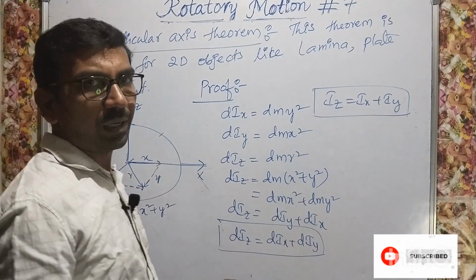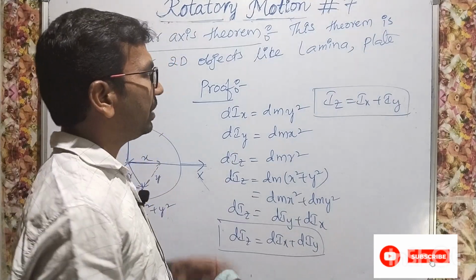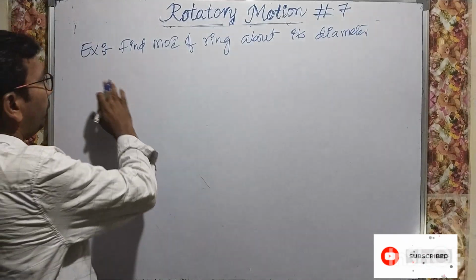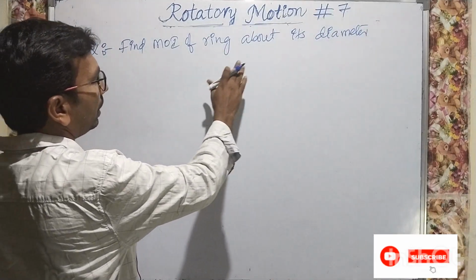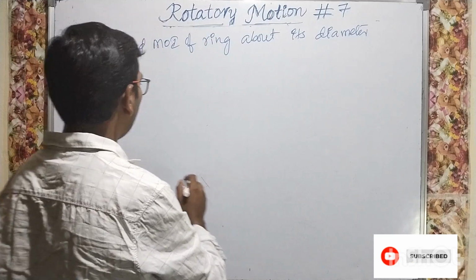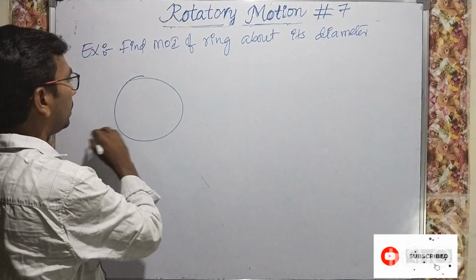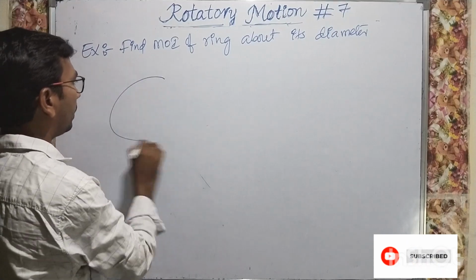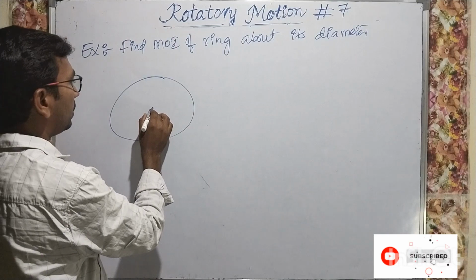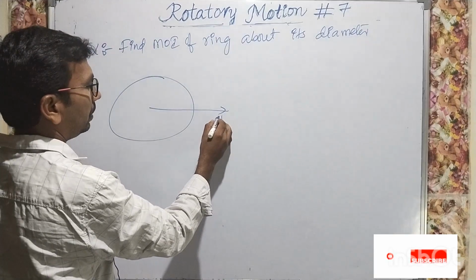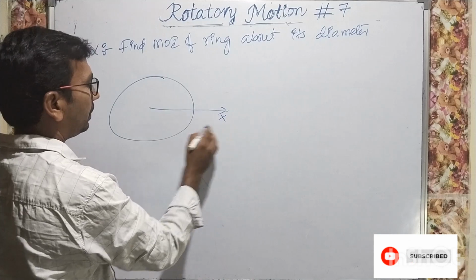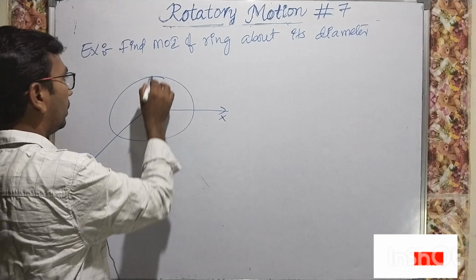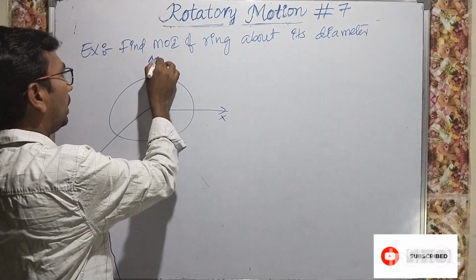So you can see one or two examples based on the perpendicular axis theorem. Here, example: find the moment of inertia of a ring about its diameter. First you can draw the ring. So this is the ring. This is the x-axis, this one is the y-axis, and this one is the z-axis, Iz.